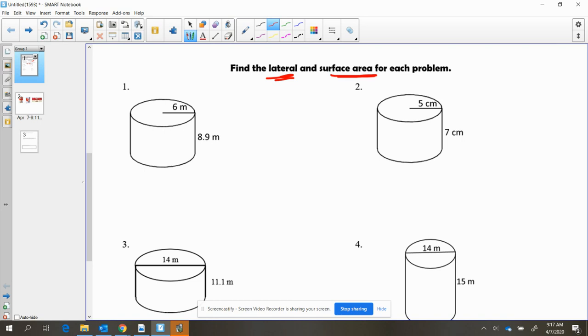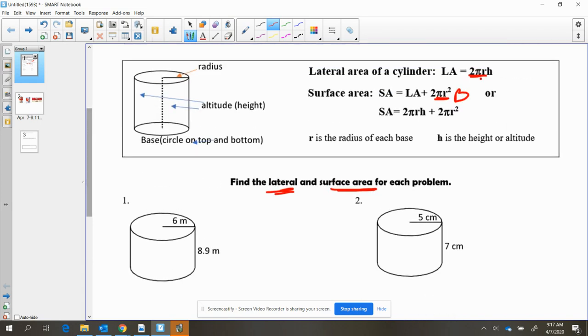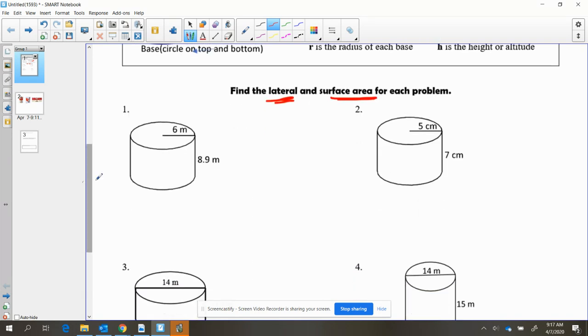And notice in order to do that, again, we need to identify from the beginning basically two things. We need the radius of our circular base, and we need the overall height of the cylinder, which again is going to be the distance between your bases. So if we look at the first example here, our radius is 6, and then the overall height of this figure from base to base is this 8.9. So our height here is 8.9.